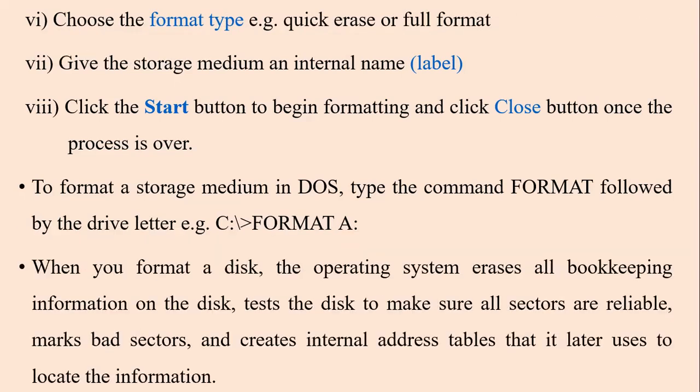When you format a disk, the operating system erases all bookkeeping information on the disk, tests the disk to make sure that all the sectors are reliable, marks bad sectors, and creates internal address tables that it later uses to locate the information.